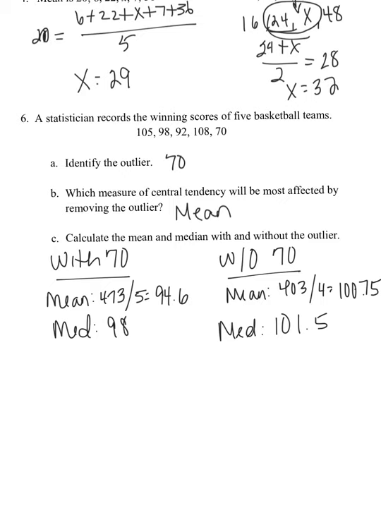So you can see that your mean is affected quite a bit with and without your outlier. Your median is not affected as much, and that's generally what happens. When you have the outlier, your median is the best representation of your measure of center of the data. When you do not have an outlier, your mean is definitely the best representation of that data set.